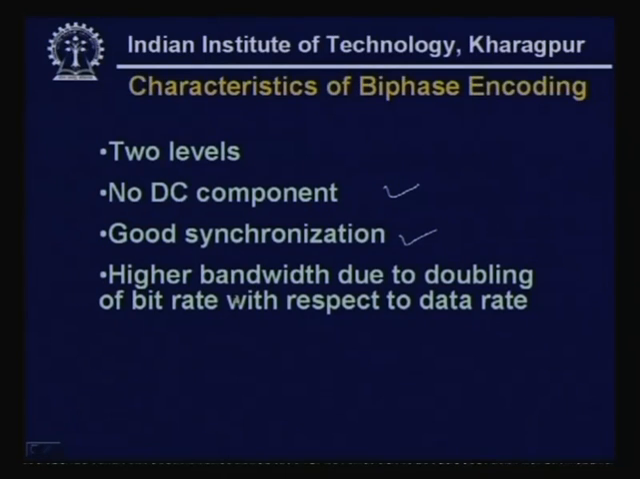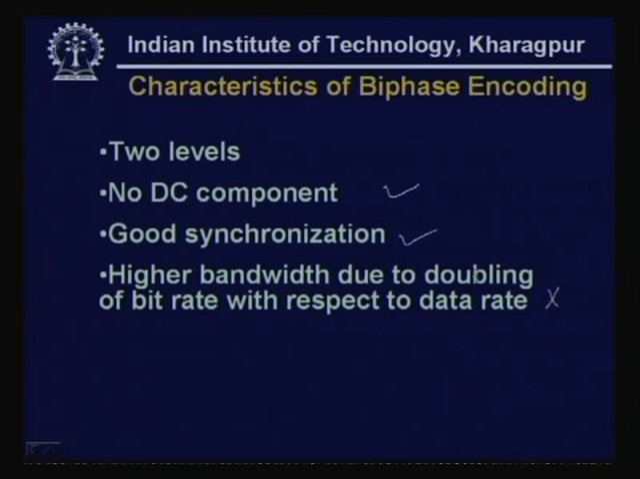However, the bandwidth is increased here, it gives you higher bandwidth due to doubling of the bit rate with respect to the data rate. That means, when you are sending a sequence of zeros and a sequence of ones, the baud rate is double the data rate. So, that is a bad feature, definitely not advantageous, but because of these two features it is attractive and widely used in many practical encoding schemes.